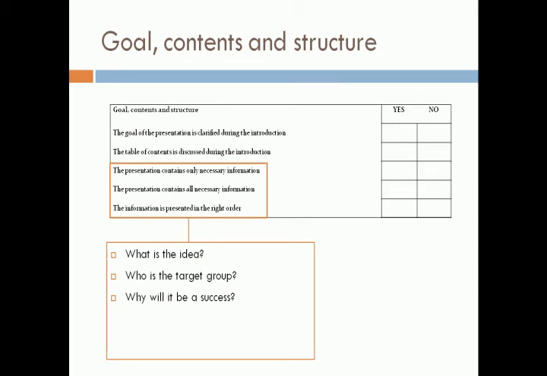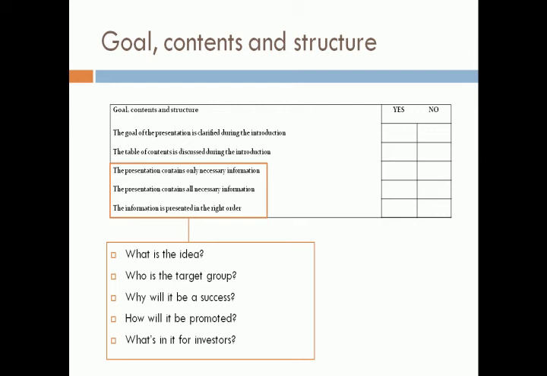Why will it be a success? So what sets this idea apart from other ideas? What evidence is there that this is actually something that people want? How will the idea be promoted? So how will you make sure that people know that it exists? And finally, what's in it for the investors? What can they gain by investing in your idea? There's a natural order to these questions, so make sure that you follow this order.